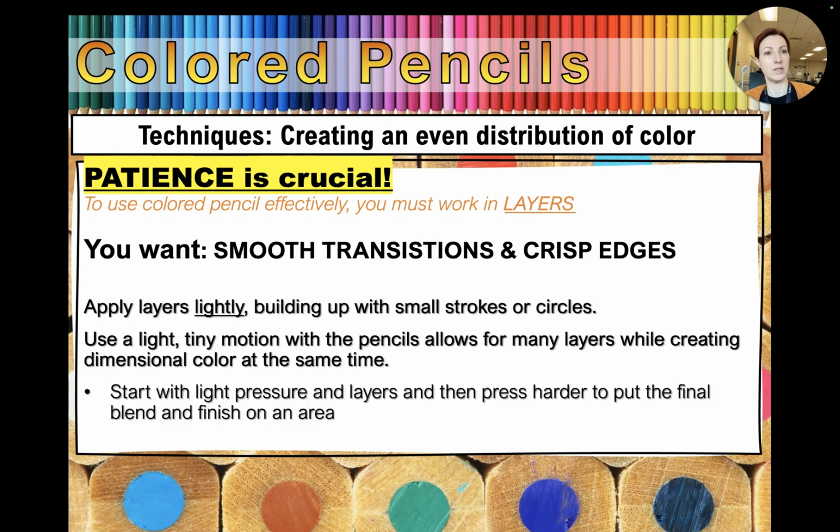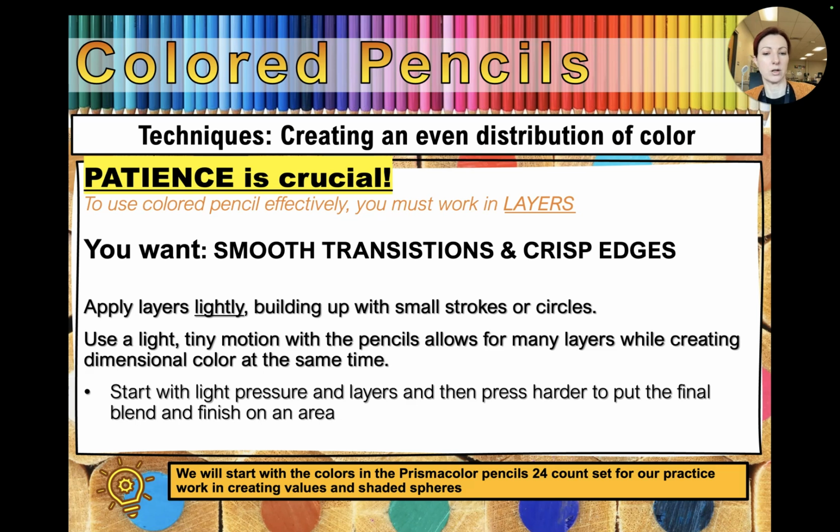So you start with these little light layers. For the final layer, you're going to press harder in what's called burnishing and finish out an area to make it completely solid. So we're going to start with the 24 count Prismacolor set. We're going to be working with colors from that set.